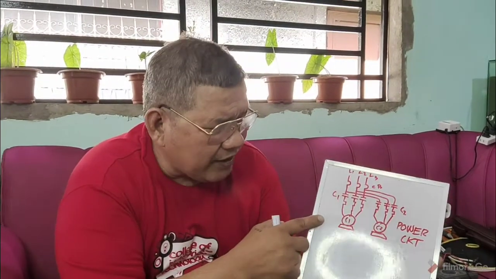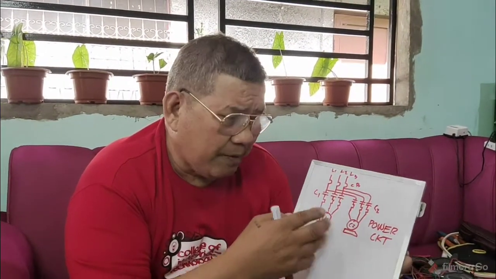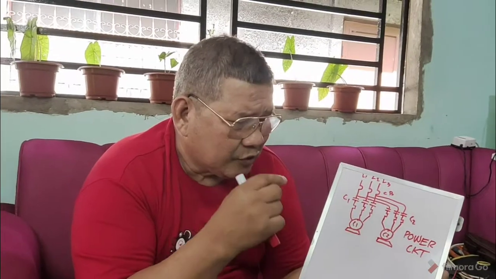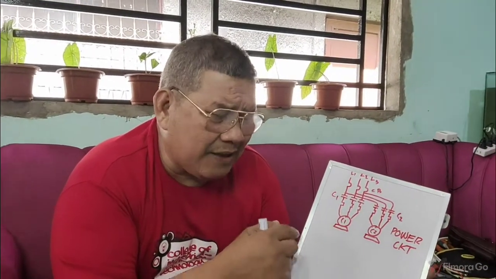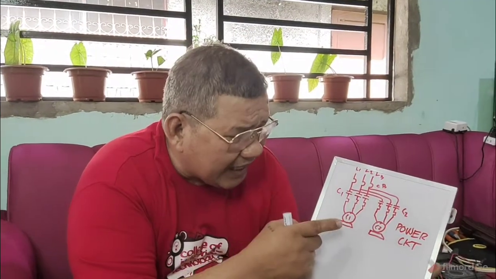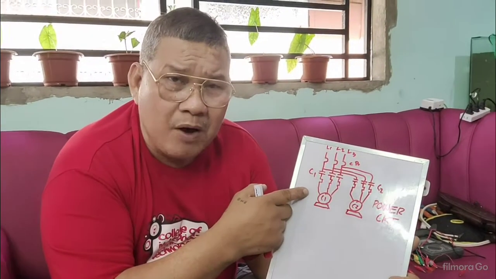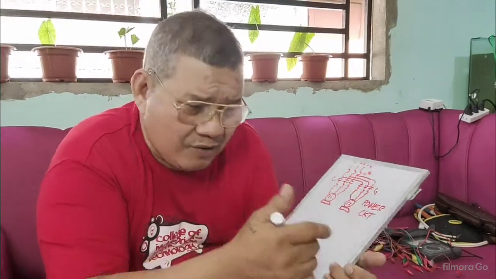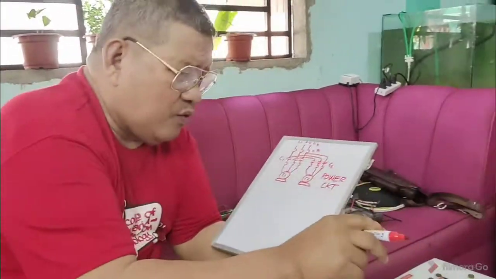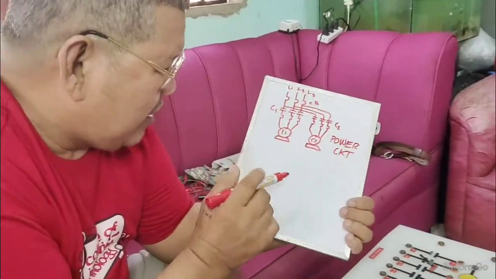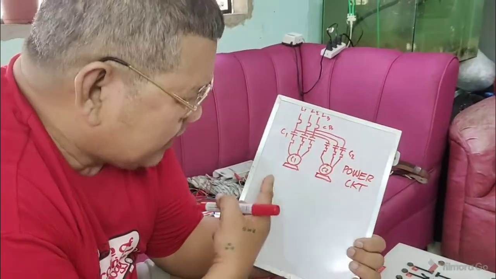Okay? So you have here the power circuit. The power circuit is not a problem. Maybe you will have different conditions here, but still the same power to be used. Now, how would you have that diagram? This is the power circuit.